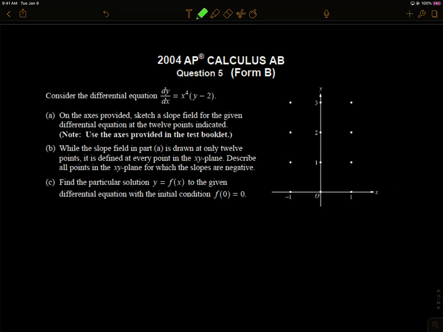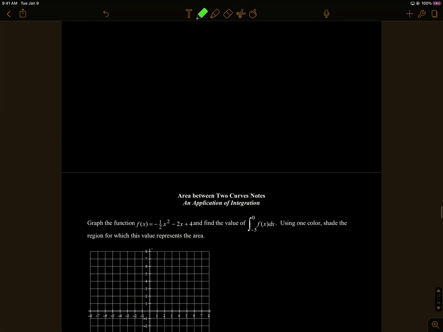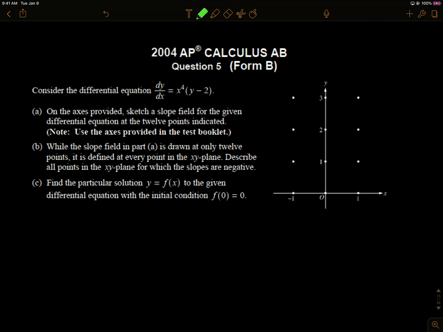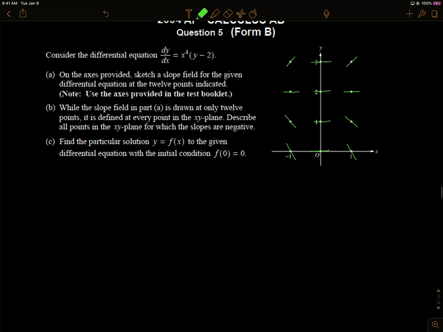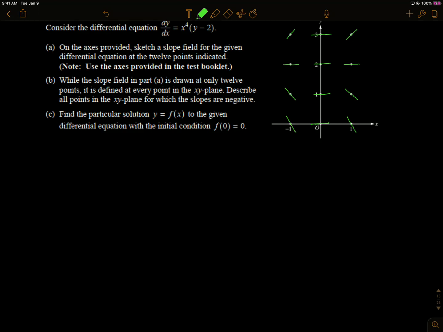All right, so let's look at some of our FRQs. How many do we have here? We've got 2 of them. All right, so we're going to go through this guy first. So part A, I'm going to have you sketch the tangent lines at all 12 points and pause the video and do that and see if you get it right compared to mine. Okay, welcome back. So there's the slope field. Again, you can ask me in class if you're not getting what I get.